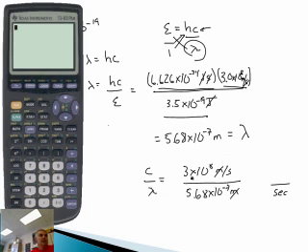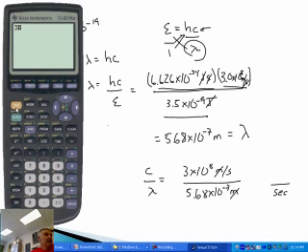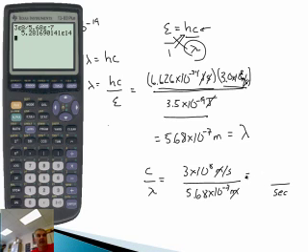So now I have my calculator up here again. I'm going to take 3E8 divided by 5.68E negative 7, and I get an answer of 5.3 times 10 to the 14th over seconds, or seconds to the minus 1 is technically how you would write that. Or you could say hertz.